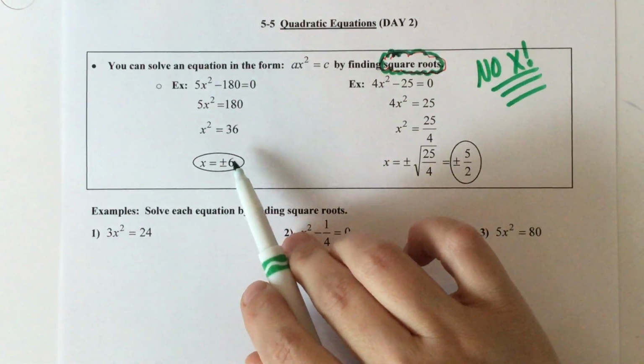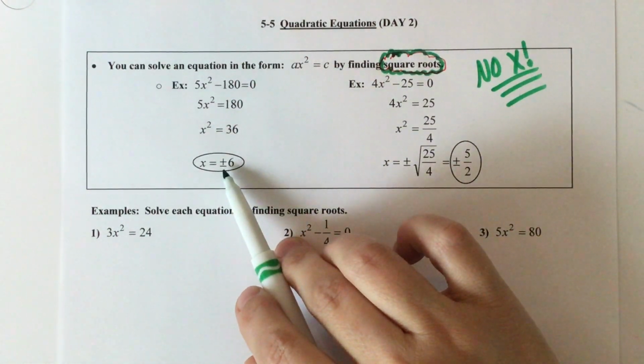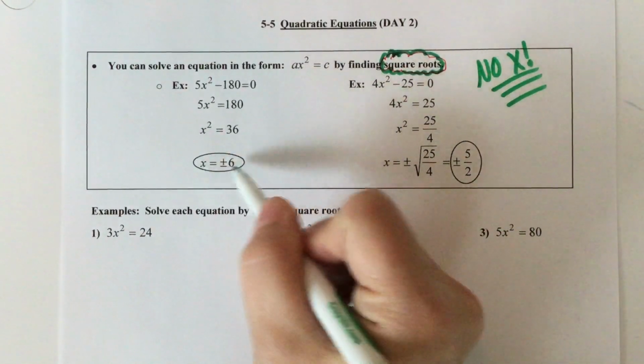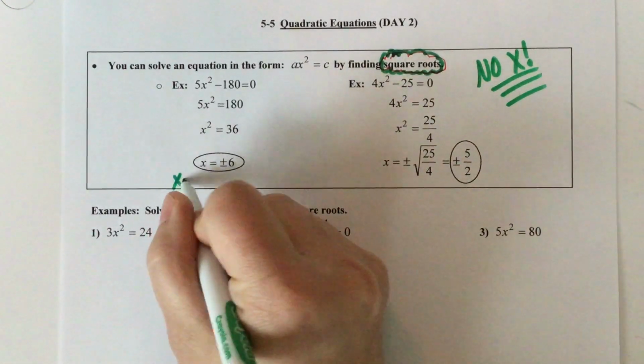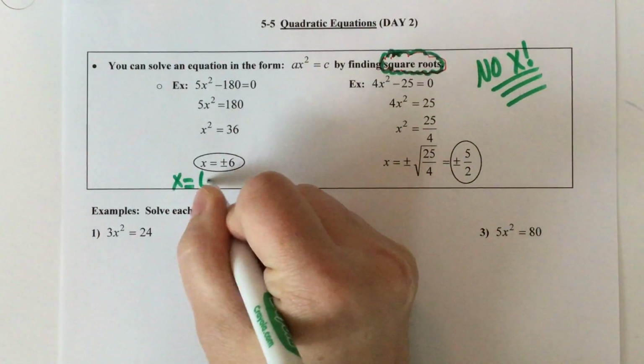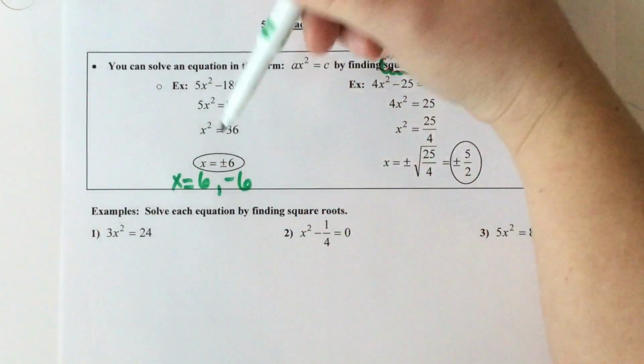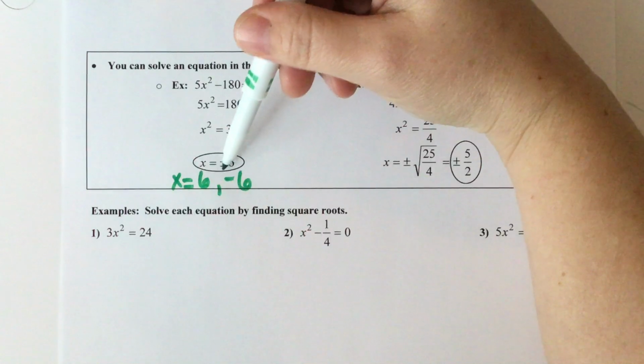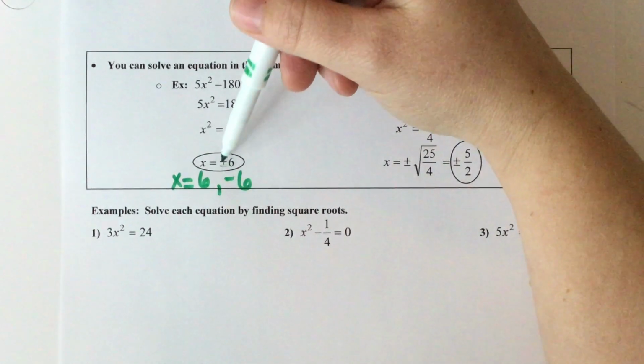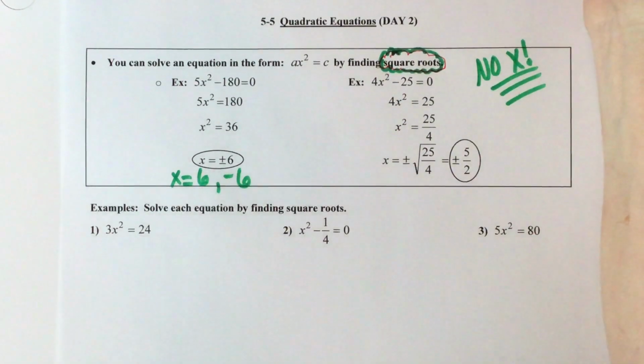Okay, so one thing I do want to say about the square root method, you always end up with two answers, and normally you'll see it with a plus minus in front. So first of all, what this answer means is that a positive 6 is an answer, and it means that a negative 6 is an answer. Positive 6 is an answer and negative 6 is an answer. And so plus minus is just a faster way of writing that.